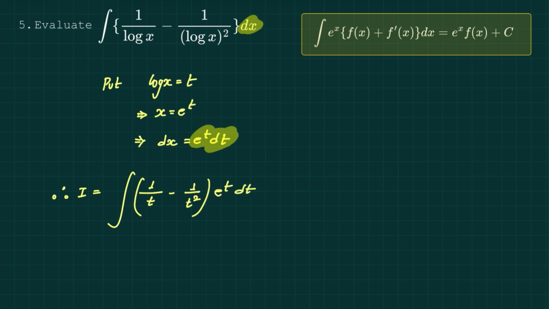Now again, if you see here, this is my f of t, then this would be my f dash of t, and outside there is e to the power t. So by looking at the type, this can be written as e to the power t into f of t, that is 1 over t, plus c as the answer. Now let us put back the value of t. Then e to the power t is x, into 1 by t, which is log of x, plus c.